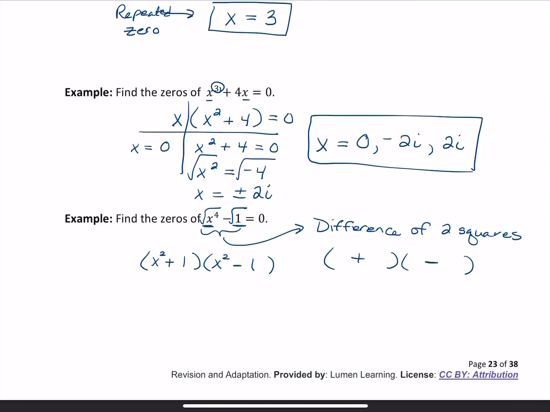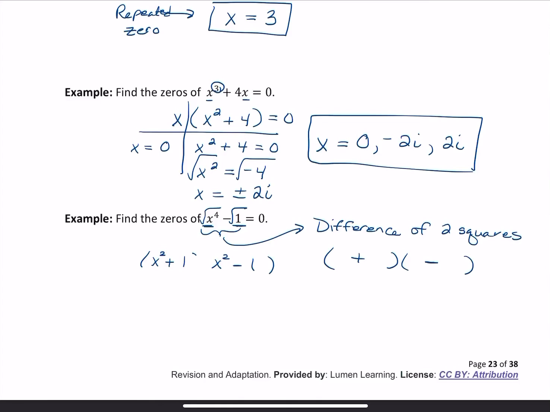And again, if you want to check, if you FOIL that, I get x to the 4th minus 1x squared plus 1x squared minus 1. And your middle terms will cancel each other out. And that's always going to happen when you multiply by a conjugate. The middle two terms will be the opposite of each other and end up canceling out.